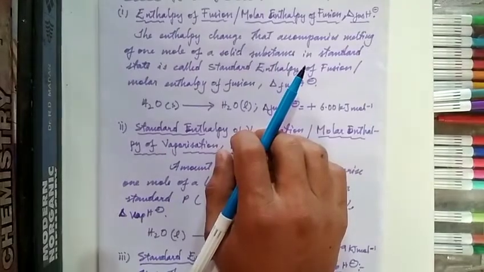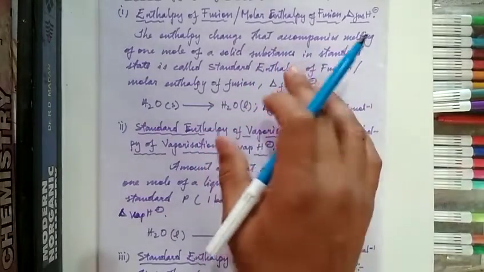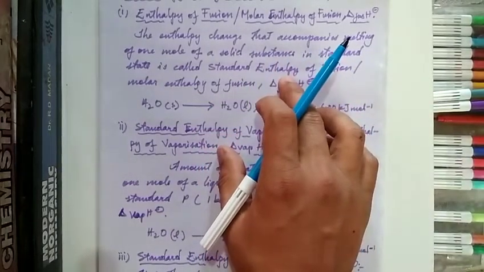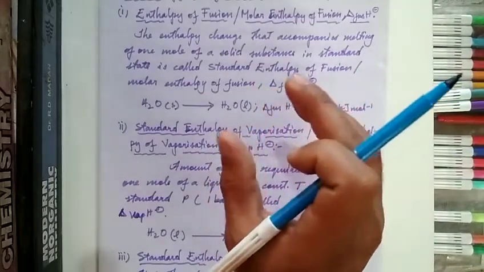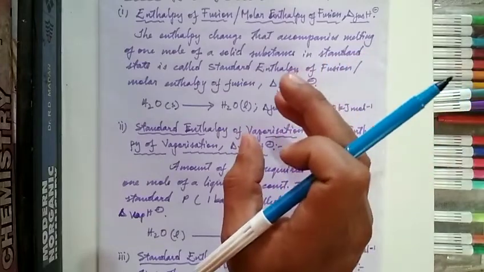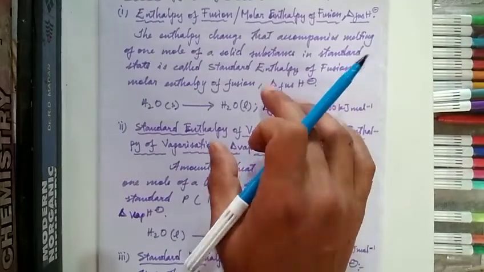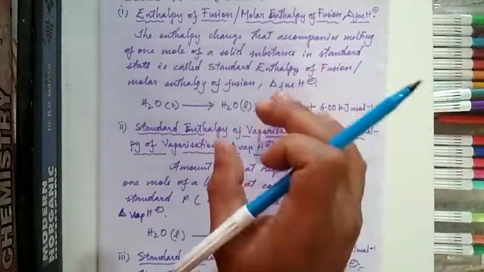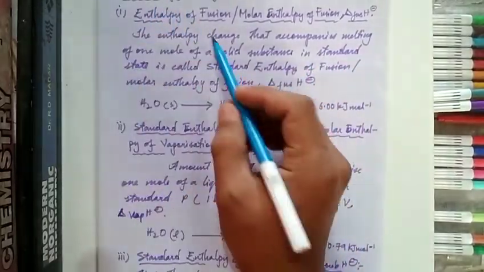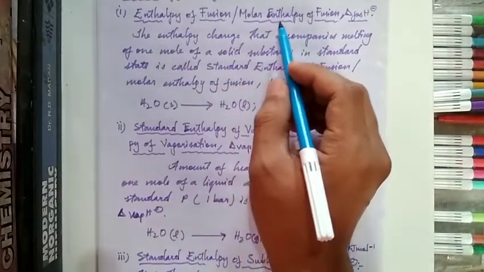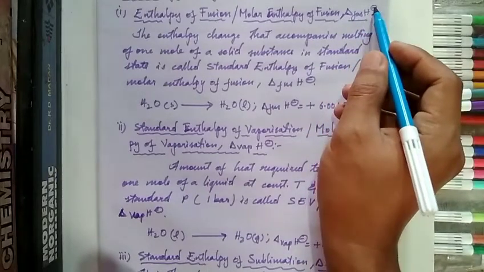Next one will be enthalpy change during phase transformation. So during phase transformation, changes in the phase will take place, like solid to liquid, or solid to vapor, or liquid to gas. All those transformations we'll see, and we'll discuss their enthalpy change, that means the heat involved in those phase transformations. Now first one, enthalpy of fusion or molar enthalpy of fusion, denoted by ΔfusH°.